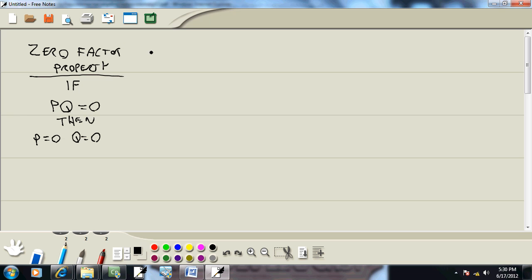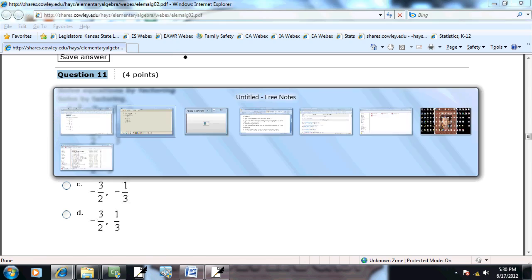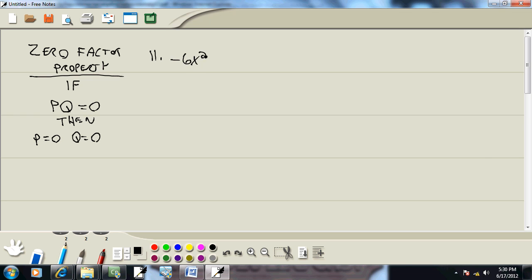So let's see, problem number 11. Negative 6x squared minus 7x plus 3. Now always, our first method of factoring is the GCF. Now these don't have anything in common, but I notice my first term is negative. And when working with GCF, if your first term is negative, you always want to factor out a negative number. So factor out a negative 1.